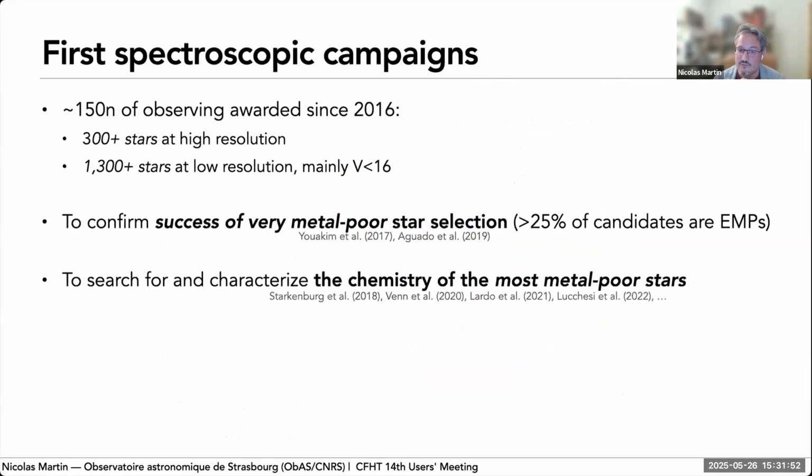So soon after we started the project, in 2015, 16, 17, we launched into a very large spectroscopic campaign using smallish telescopes, 2 to 4 meter telescopes, mainly the INT in the Canary Islands, but also Espadons a little bit, and Graces, to confirm, first of all, the success that we have in discovering very metal-poor stars.